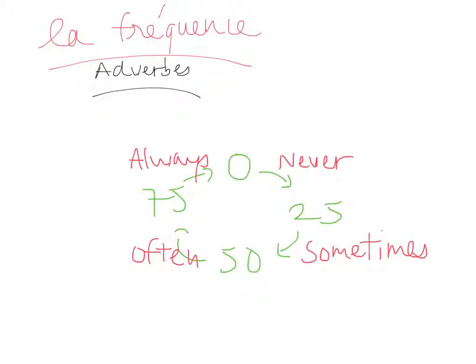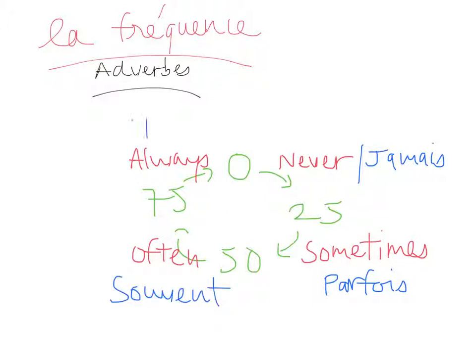What are we going to use if we speak French? We cannot use never, we cannot use sometimes, often, always, as they are English words. We are going to use the following. Jamais. Parfois. Souvent. Toujours. So these are the French adverbs of frequency, at least the most common ones.